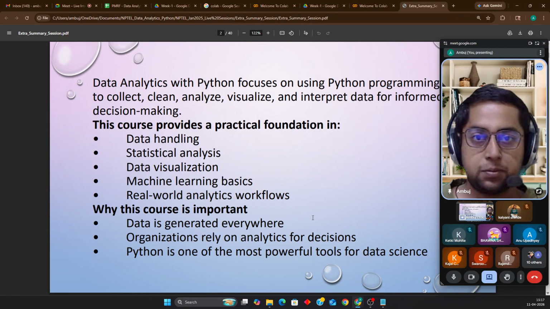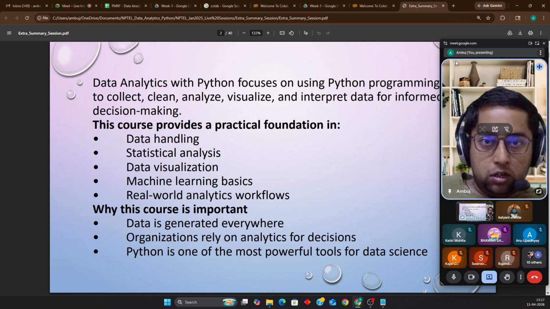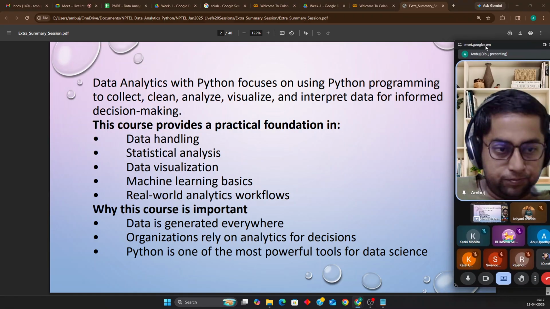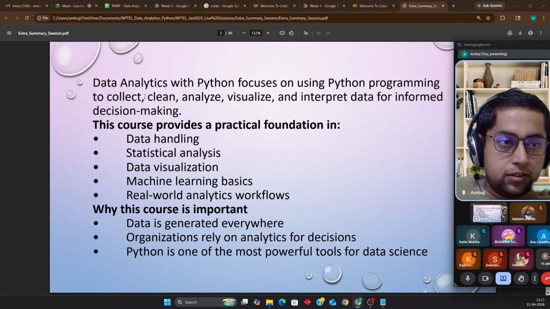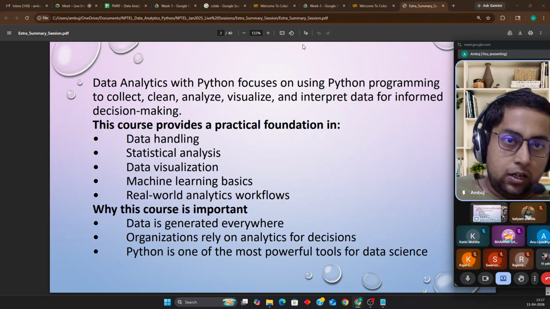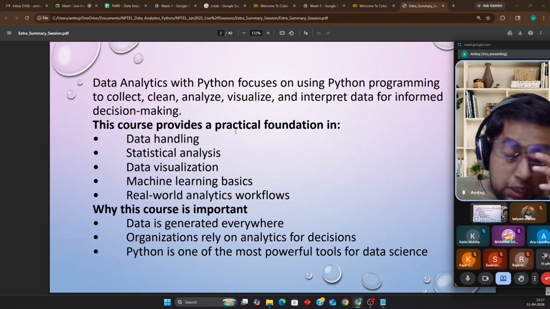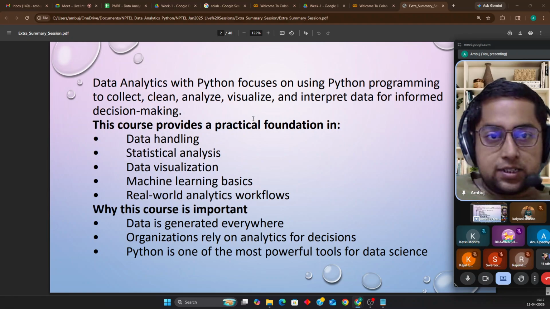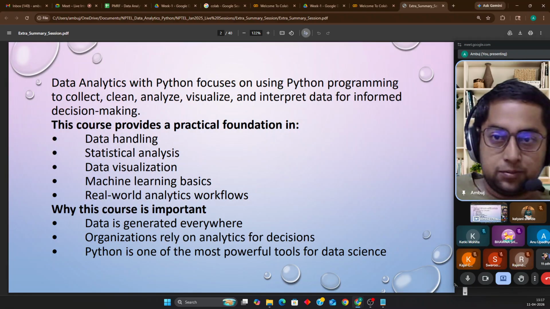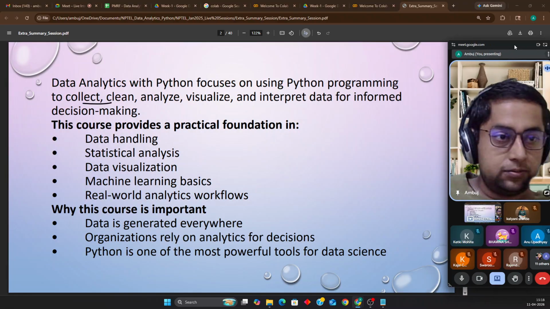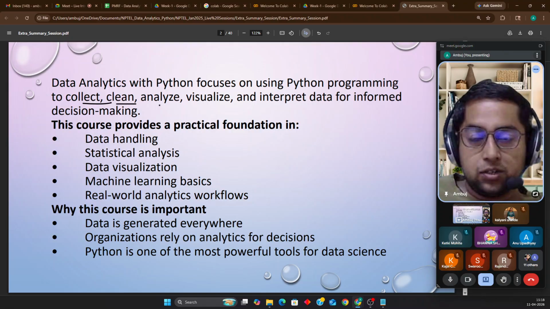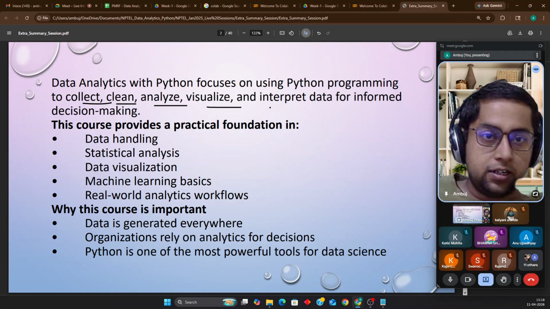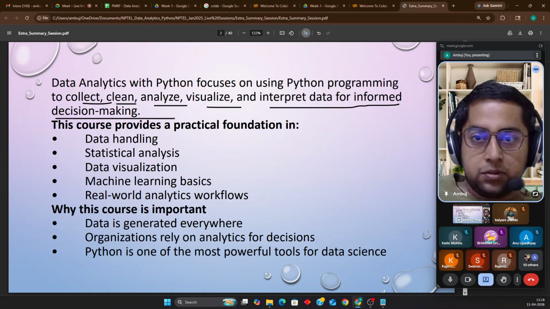Let us begin with this particular spirit. First of all, what is data analytics? Data analytics with Python focuses on Python programming. Mainly, this course dealt with Python programming only. What is the purpose which we have fulfilled? We have collected the data, cleaned the data, analyzed the data, visualized the data, and interpreted the data for informed decision making. That is the purpose which we have fulfilled.